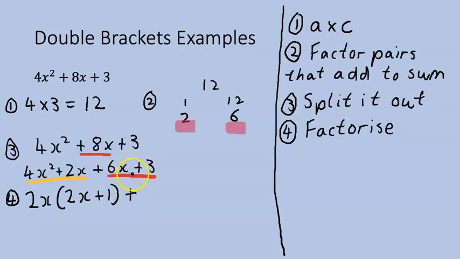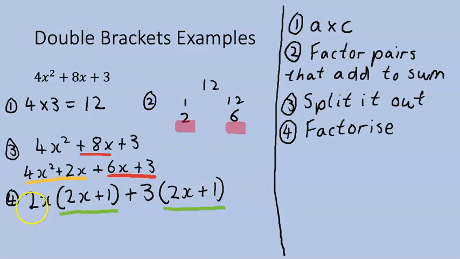Now I look at the red. The highest common factor of 6x and 3 is just 3. Open the bracket. 6x divided by 3 gives me 2x, and then 3 divided by 3 gives me 1. So what you can see now is I've got a common factor in this expression of 2x plus 1.